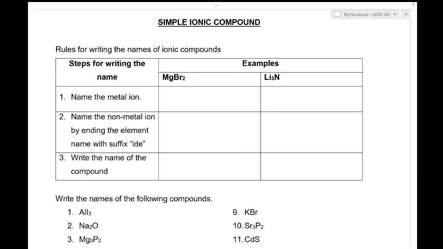So there are two examples that we're going to go through. The first one is MgBr2. Now let's follow these steps and try to name the compound. Step number 1 tells us to name the metal ion. So looking at MgBr2, Mg would be our metal ion. Now looking at the periodic table beside you, Mg would be magnesium.